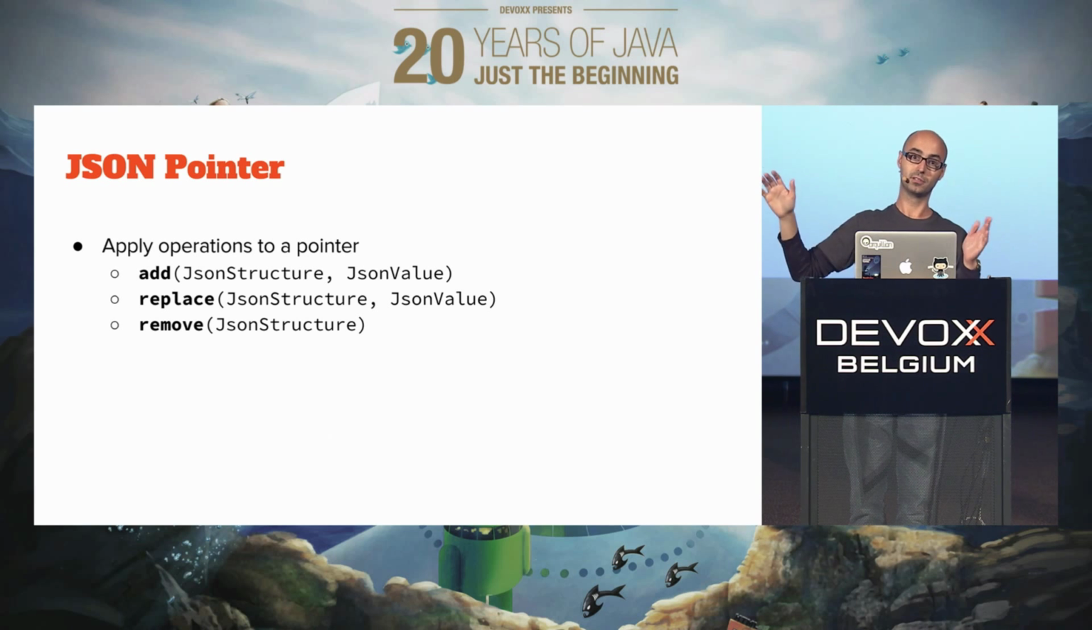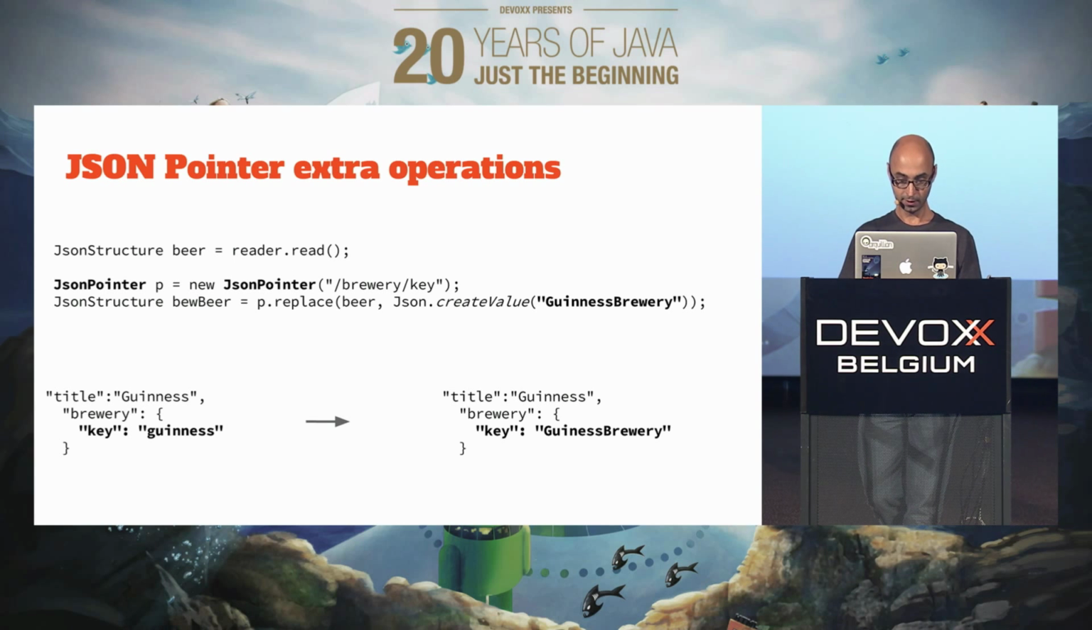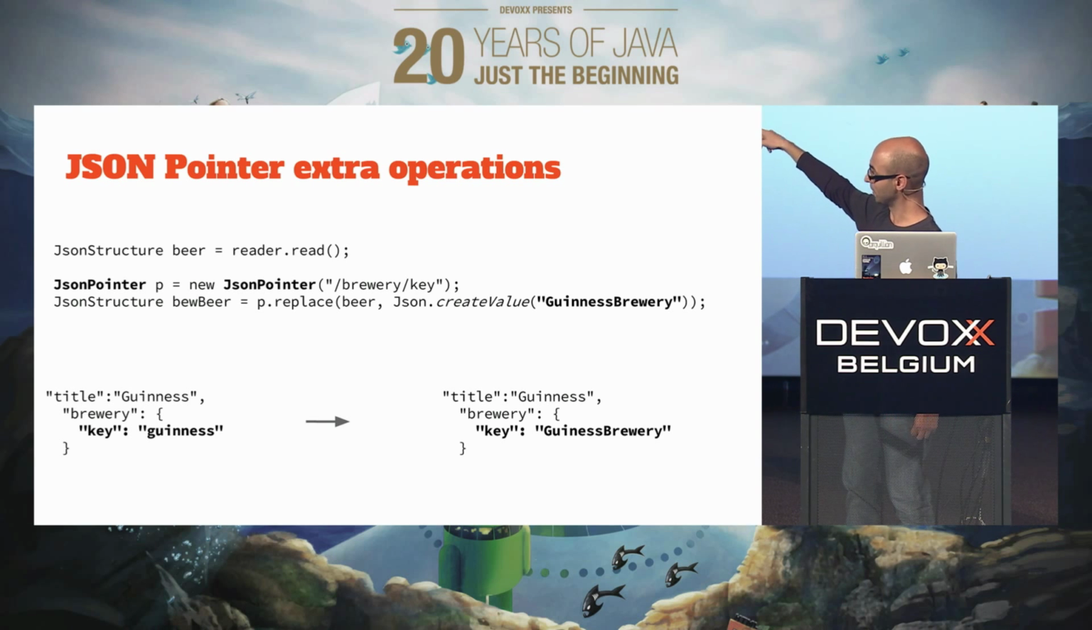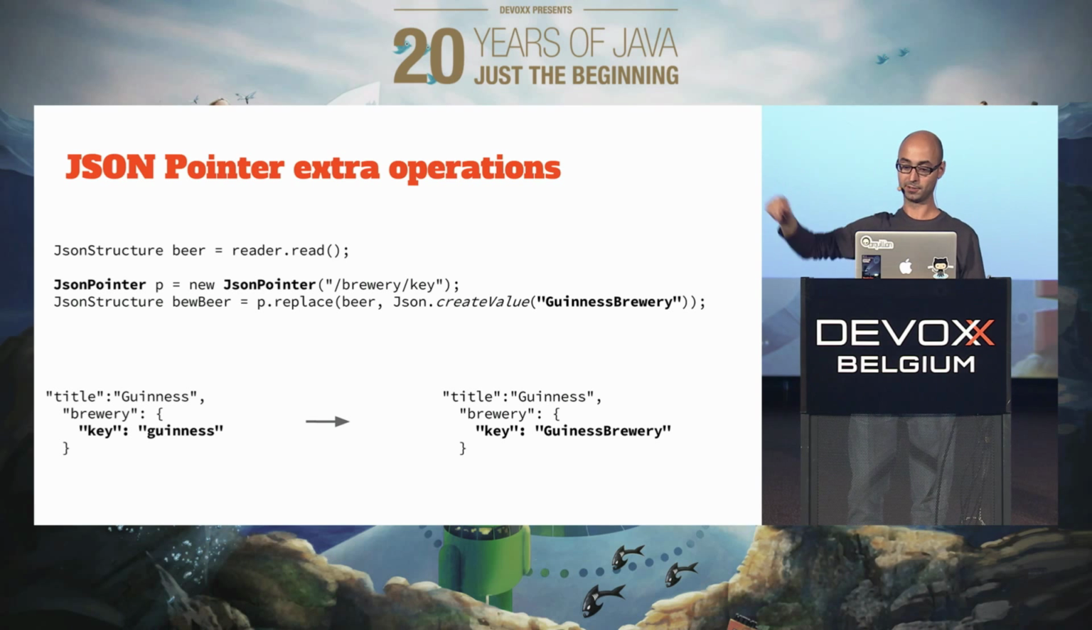But this is what the RFC defines, and we decided that we could even add more operations for you, because it's like, okay, I have the pointer, but maybe I want to do something with this pointer. We added these 3 operations: add, replace, and remove, which add something in that position, replace something at this position, or remove what you're setting in the JSON pointer expression. And yeah, this is an example. The same. We read the beer, we get the key, and then what we want to change is from Guinness to Guinness Brewery. So you do p, which is the pointer, replace, you pass the JSON object, and you pass the value that you want to replace. And when you do the p.replace, it returns a new JSON object with the change.